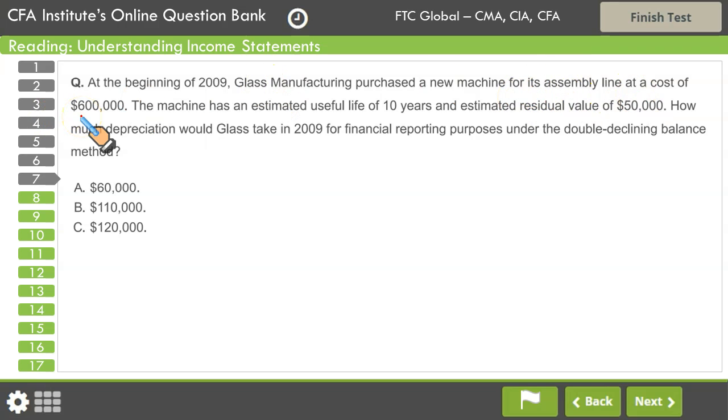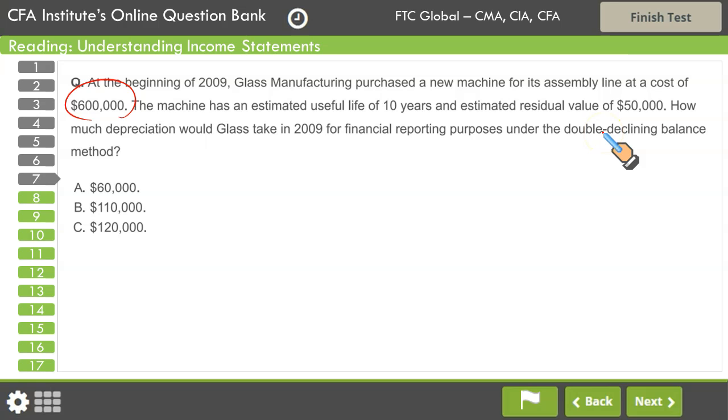Next, at the beginning of 2009, Glass Manufacturing purchased a new machine for its assembly line at a cost of $600,000. This is the original acquisition cost. The machine has an estimated useful life of 10 years and an estimated residual value of $50,000. How much depreciation would Glass take in 2009 for financial reporting purposes under the double declining balance method?